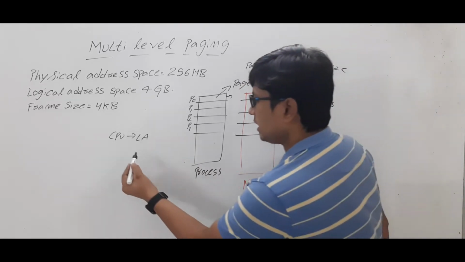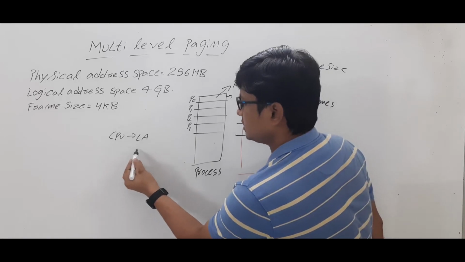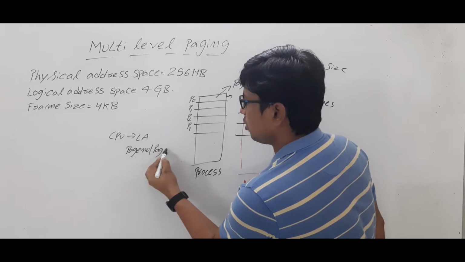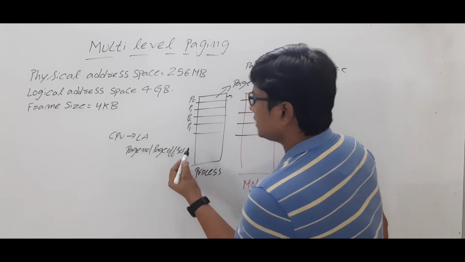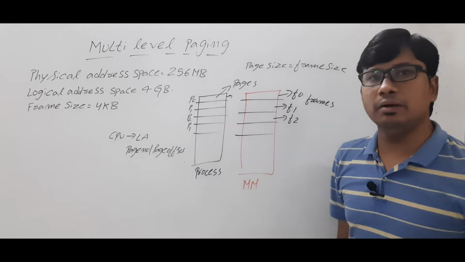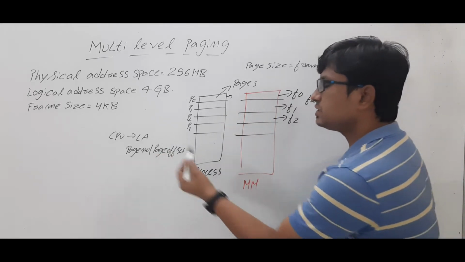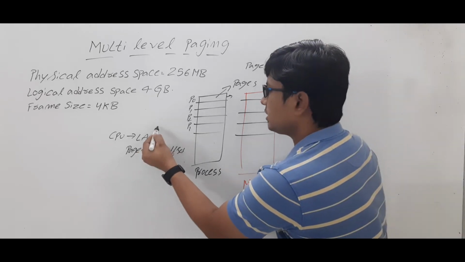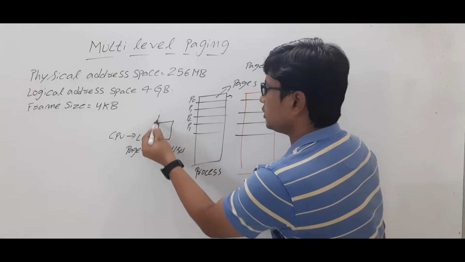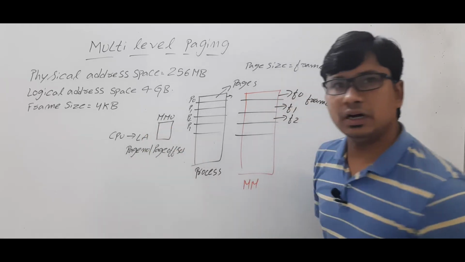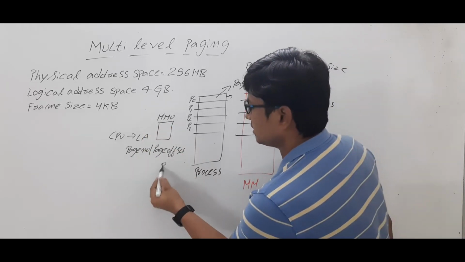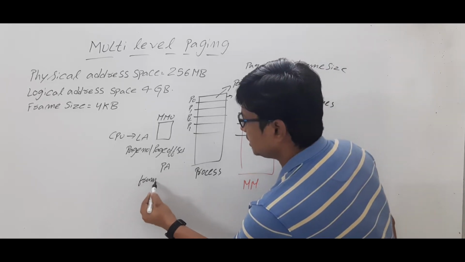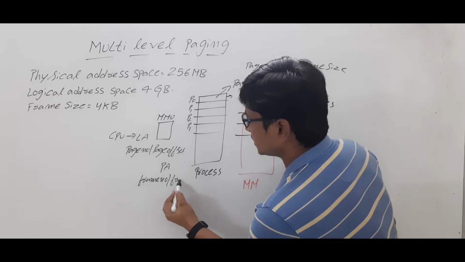Now, the CPU will generate the logical address. The logical address consists of two parts: one is the page number and the other is the page offset. But the particular page is stored in the main memory, so we need to generate the physical address. So who will generate it from the logical address? The memory management unit will convert the logical address to the physical address. In a physical address, we will have the frame number and then the frame offset.